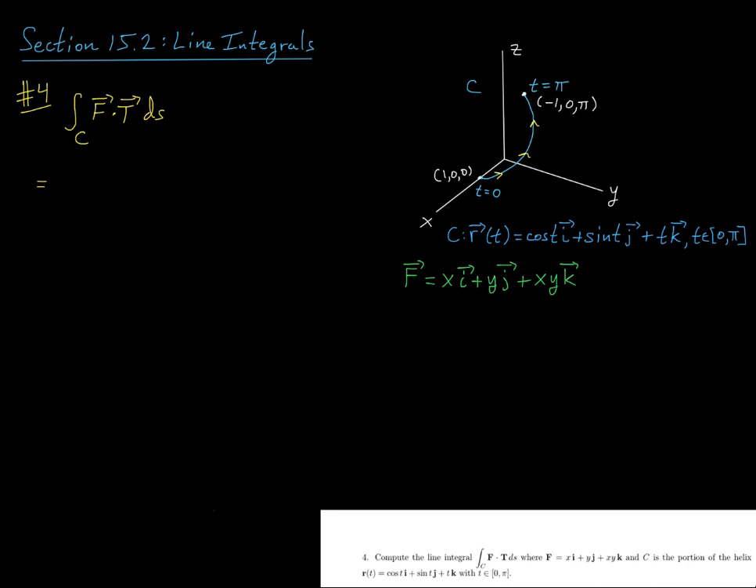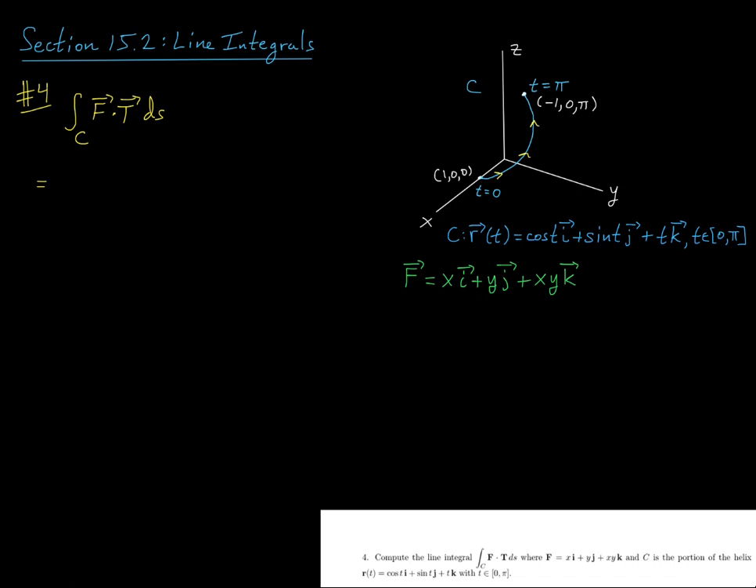All right, in this video, we'll look at problem 4, which is asking us to compute the line integral of the vector field F, where F is xi plus yj plus xyk, over the curve C, where C is the portion of the helix given by this vector function r of t, which is cos t i plus sine t j plus t k, and we're letting t vary from 0 to pi. Okay, so this is a picture here of this portion of the helix we're going to integrate over, and here are the vector function describing C and our vector field.